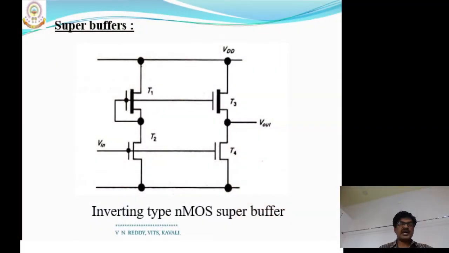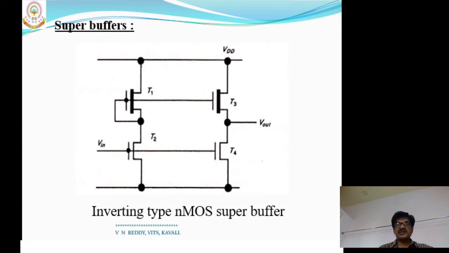Here the principle involved in the super buffer to increase the speed is supplying a large amount of current to charge the capacitor, so that the capacitor will charge very fast and the speed will be increased. Let us see the super buffer diagram. The super buffer structures are available in two forms. One is the inverting type NMOS super buffer and another one is the non-inverting type NMOS super buffer.